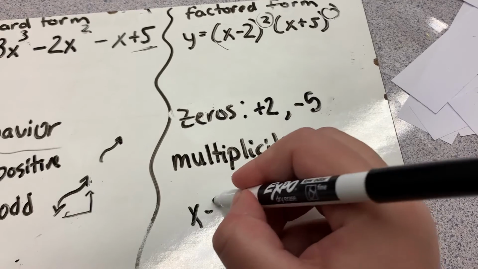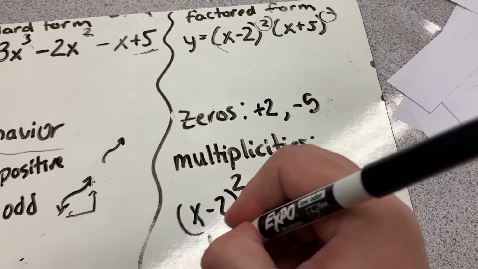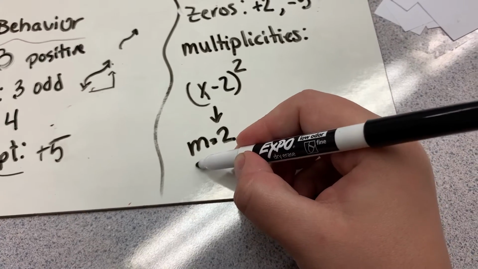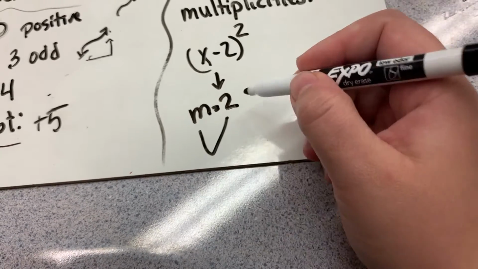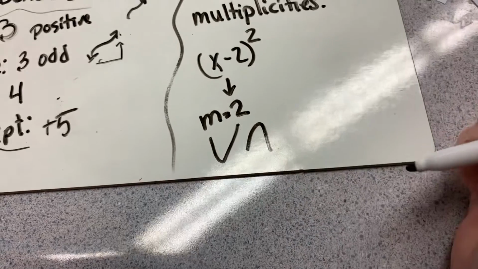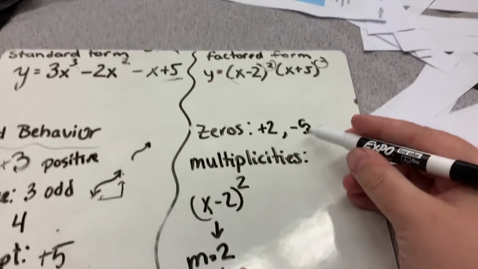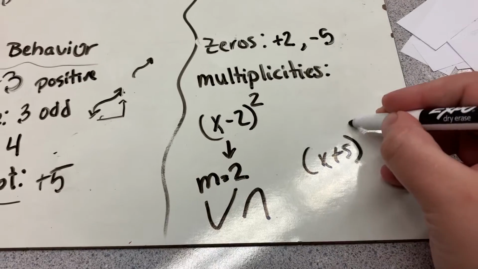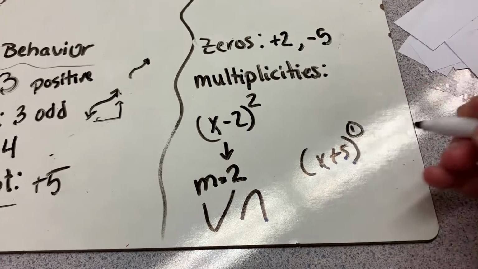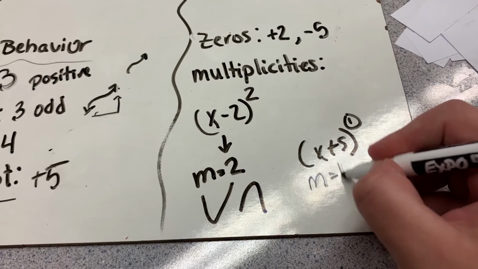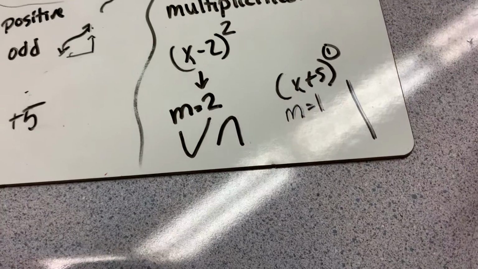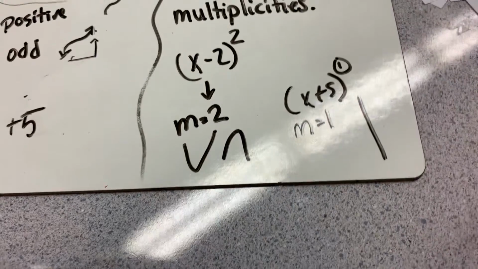So for x minus 2 squared, this is a multiplicity of 2, which means that my graph is going to look like a quadratic. It's going to bounce off either like this or like this. And for my other factor, x plus 5, the exponent here is 1, so my multiplicity is 1, which means it's going to look like a linear function. It's just going to look like a line when it crosses the x-axis at that point.